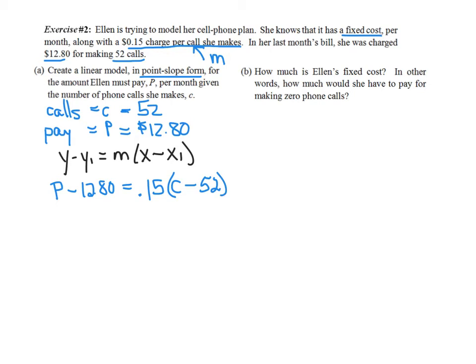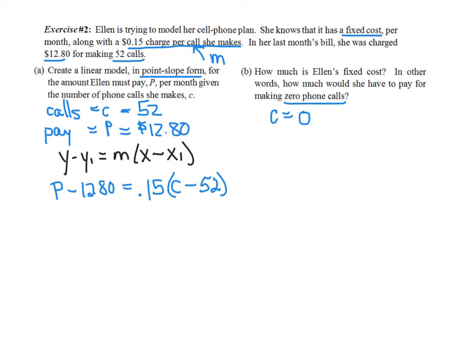This is the equation in point slope form. When we get to part B, it says how much is Ellen's fixed cost. In other words, how much would she have to pay for making 0 phone calls? So we want to solve for the P when C is equal to 0.